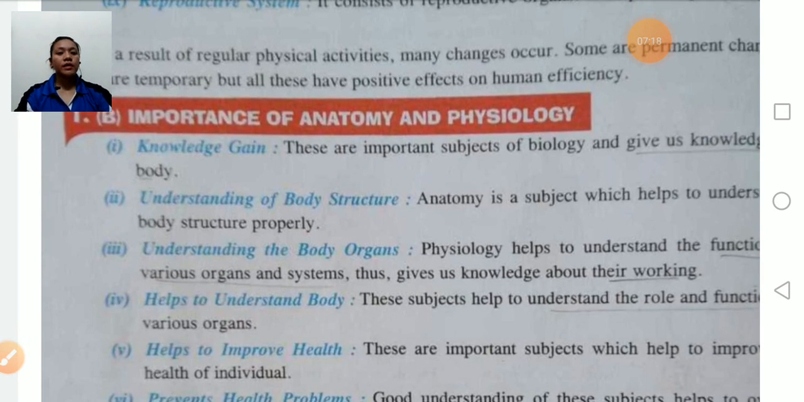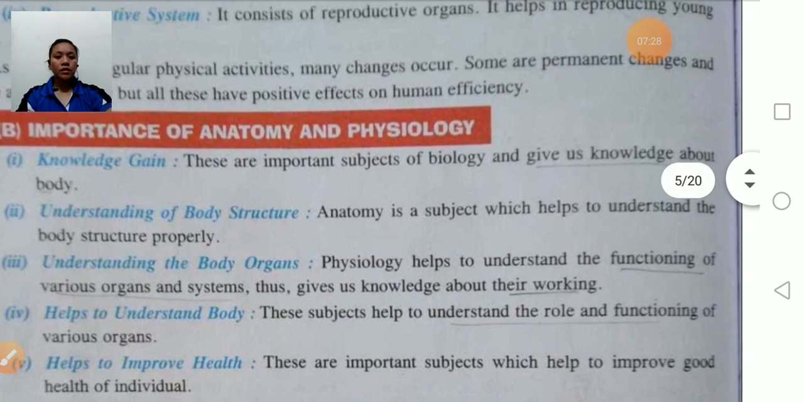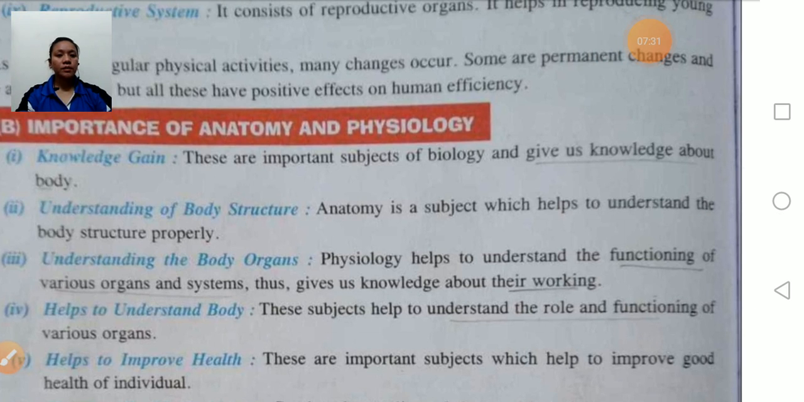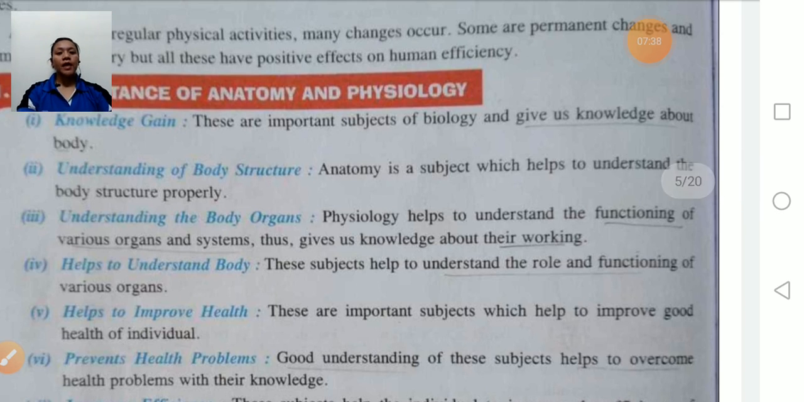Importance. What is the importance of anatomy and physiology? The first is knowledge gain. These are important subjects of biology and give us knowledge about the body. Anatomy provides you knowledge about the structure of the human body, and physiology provides you knowledge about the functioning of various organs and its effects.